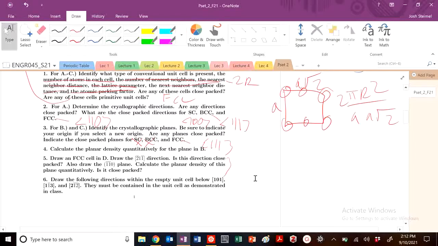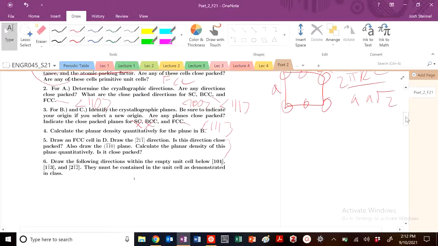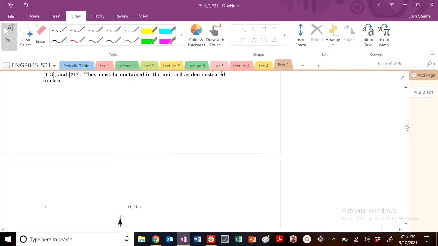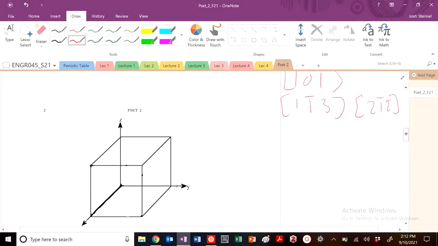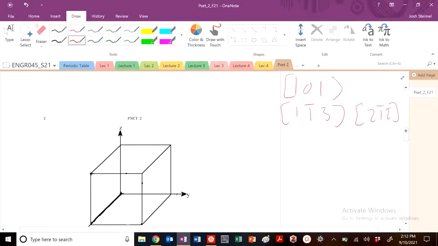Now, let's draw the directions in the unit cell below. So 1, 0, 1. Make sure I write those here. 1, 0, 1, 1, basically 1, 1 hat, 3, and then 2 hat, 2 hat. So let's go ahead and draw these. So 1, 0, 1. Again, I could kind of draw those. So let's go ahead and draw those directions. Just nice and slowly to kind of start us off. So I could go, actually, I could just go here.